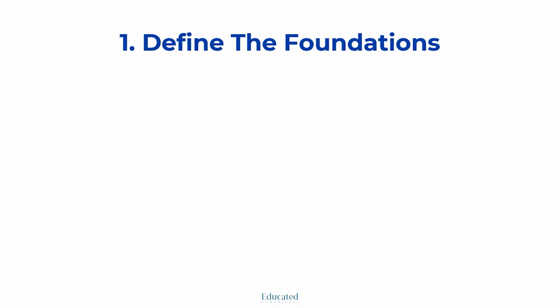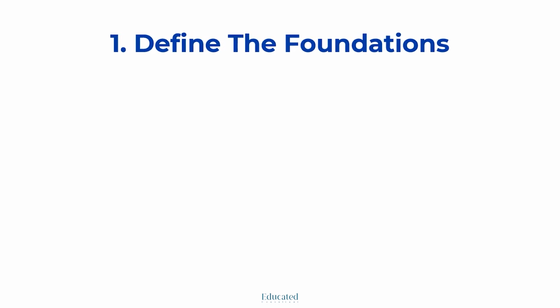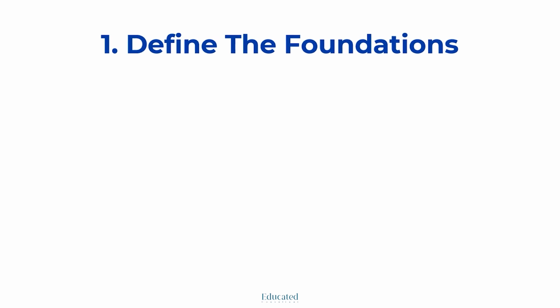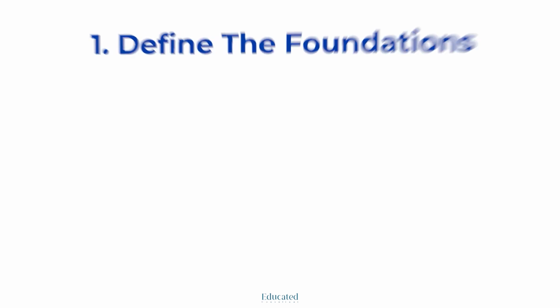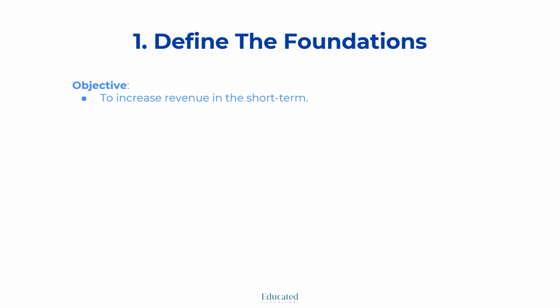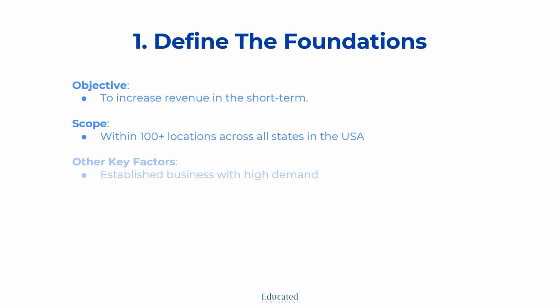This means we must understand the objective, the scope, and any other key factors influencing the case. In this example, the objective is to increase revenue in the short term. The scope is to implement the change in 100 stores across the US. And other key factors to understand is that there is already high demand from customers.